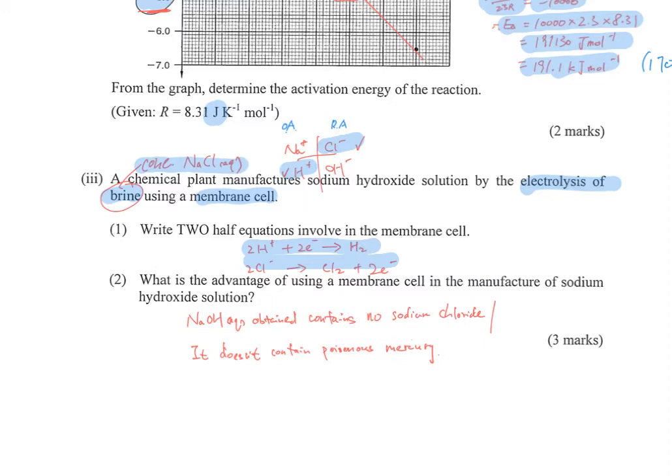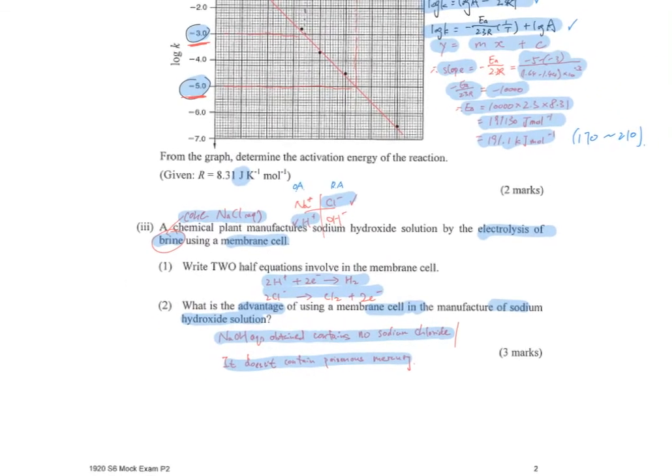Then what's the advantage of using this membrane cell rather than the flowing mercury cell in the manufacture of sodium hydroxide? The advantage is that the sodium hydroxide obtained contains no sodium chloride, or this setup does not contain the poisonous mercury. So this is also an advantage of the membrane cell.